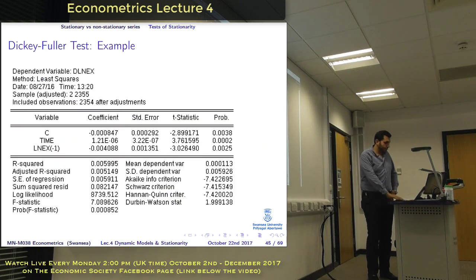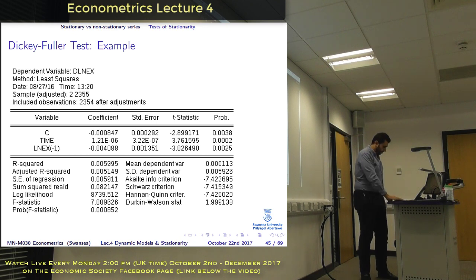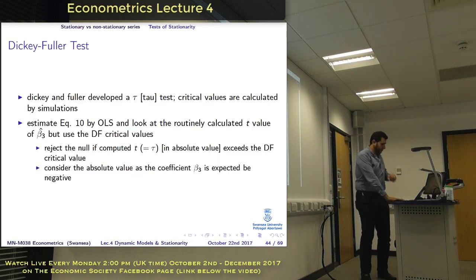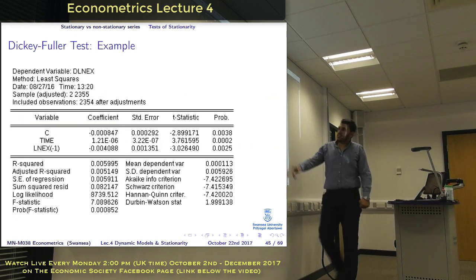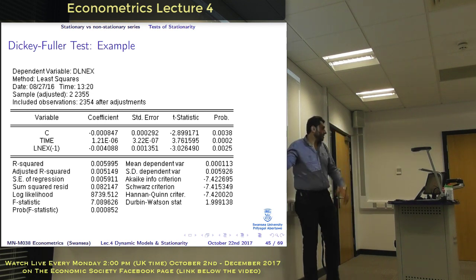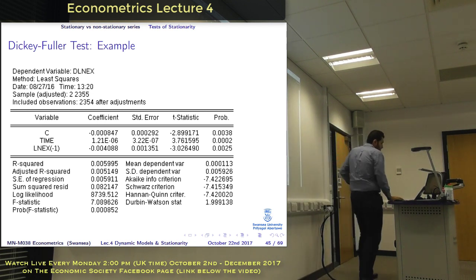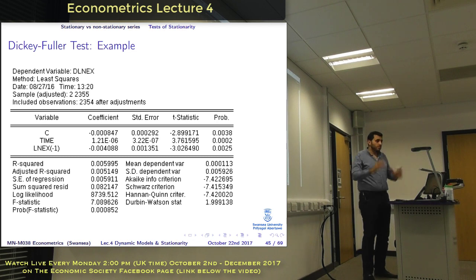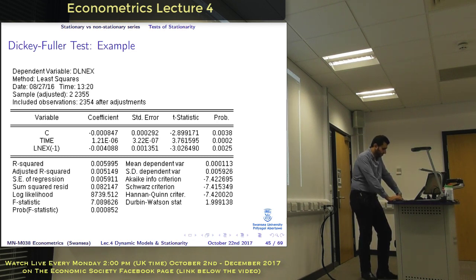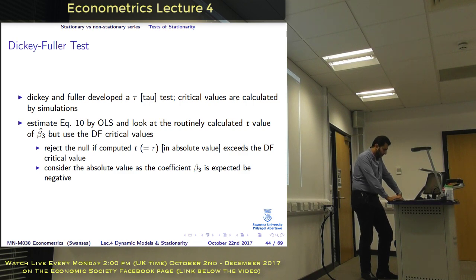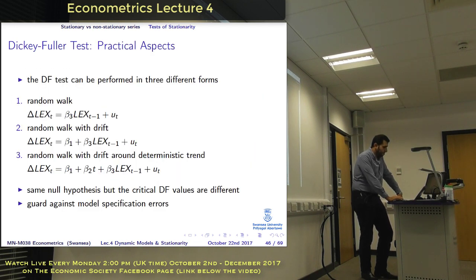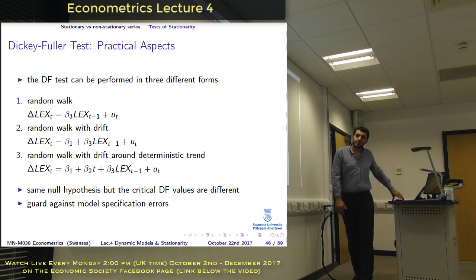Yeah, so this is just the estimation of what we've seen now. But we can't look at this t statistic and compare it with the t critical value. We need to compare it with the tau critical value that's provided by Dickey and Fuller. Okay. There are three cases, just before we move on, of the Dickey-Fuller test.